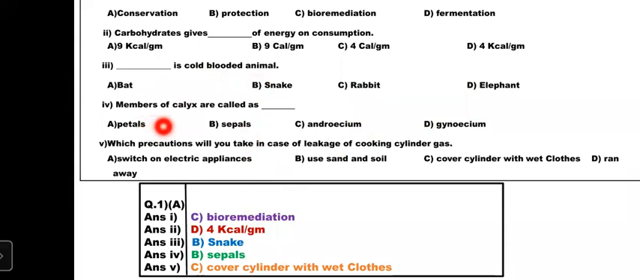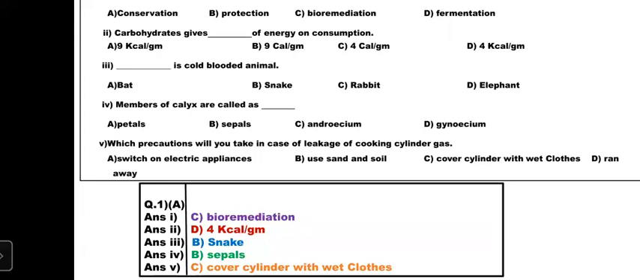Members of calyx are called as dash. See the options: A, petals, B, sepals, C, androecium, D, gynoecium. The answer for the fourth MCQ, see here, I have written answer 4, B, sepals. Members of calyx are called as sepals. If it is corolla, then it is petals. So the correct answer is B, sepals.